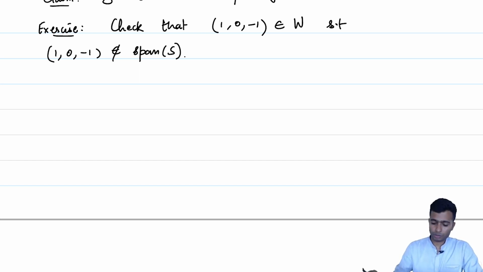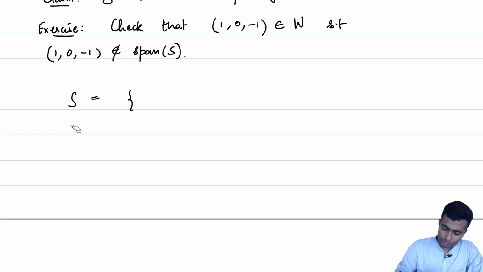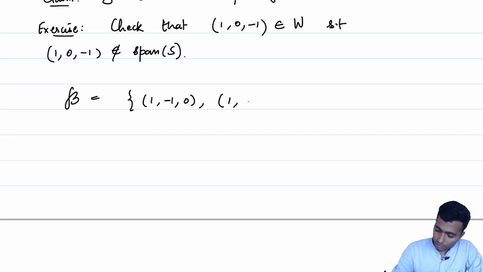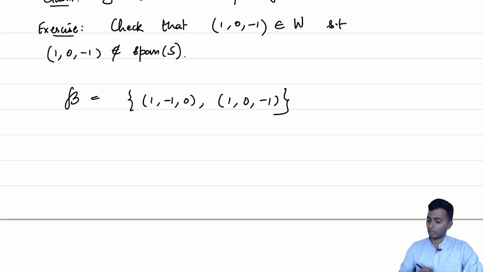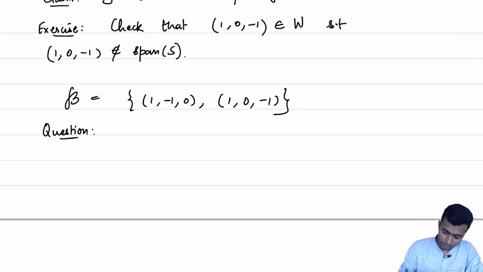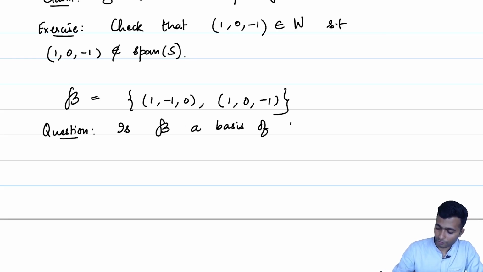Okay, but let us not lose hope. We obtained one vector (1, 0, -1) which is not in the span of the previous set. So, let us now append this vector and call our set, S was already used, so let me call it B. I am writing B, so you should get the clue here. Let us just put the two vectors and ask the same question. So, question: is B a basis of W?